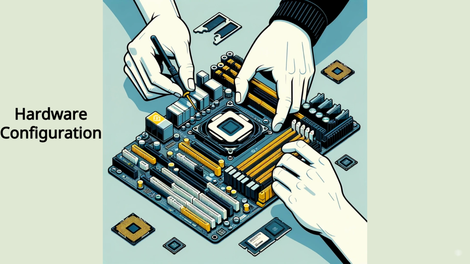Next, hardware configuration. Configuring computer hardware involves setting up and optimizing the components for the best performance. This includes installing the CPU, RAM, and storage devices on the motherboard. Don't forget to configure the BIOS settings. Proper hardware configuration ensures all components work together harmoniously and efficiently.